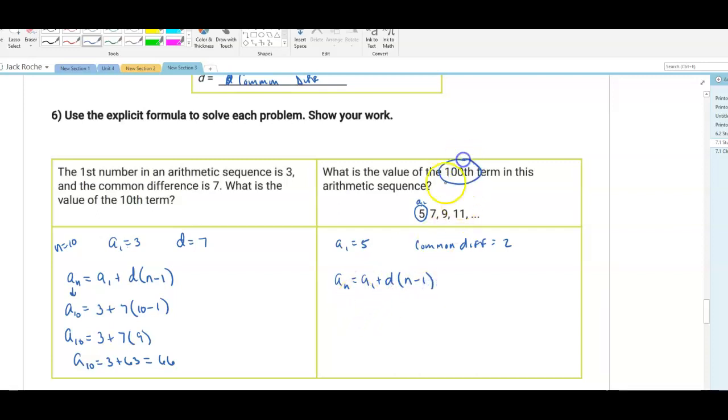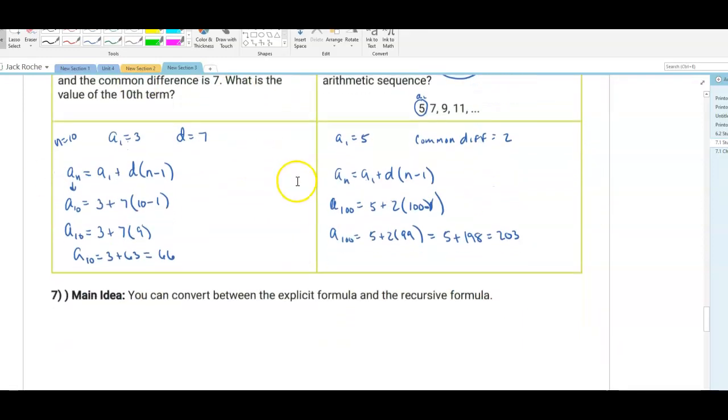So if I'm looking for the 100th term in this sequence, I'm looking for a sub 100. If I take my first term, 5, plus my common difference, 2 times 100 minus 1, that gives me a sub 100 equals 5 plus 2 times 99, which gives me 5 plus 198, since 99 times 2 is 198. And 5 plus 198 is 203. Okay, so this is how we use the explicit rule.